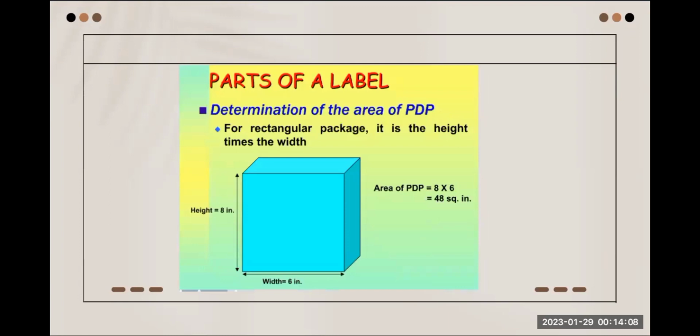Parts of a label, determination of the area of PDP. For rectangular package, it is the height times the weight. So sa picture po na to, kunyari po yung product na bibili natin is ganito po yung shape, rectangular shape. Kumbaga sa isang side lang po, kunyari ito pong side, ilalagay yung package label, and then may formula po dito na para malaman mo yung area of PDP na area of PDP equal 8 times 6 equal 48 square in. Next po.